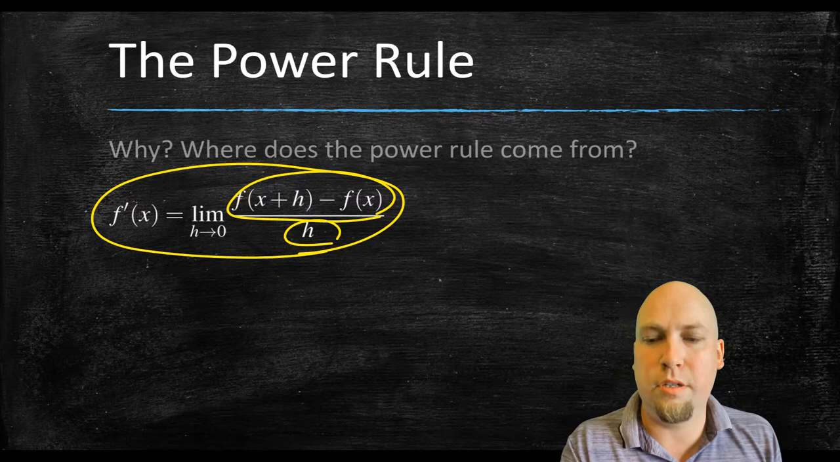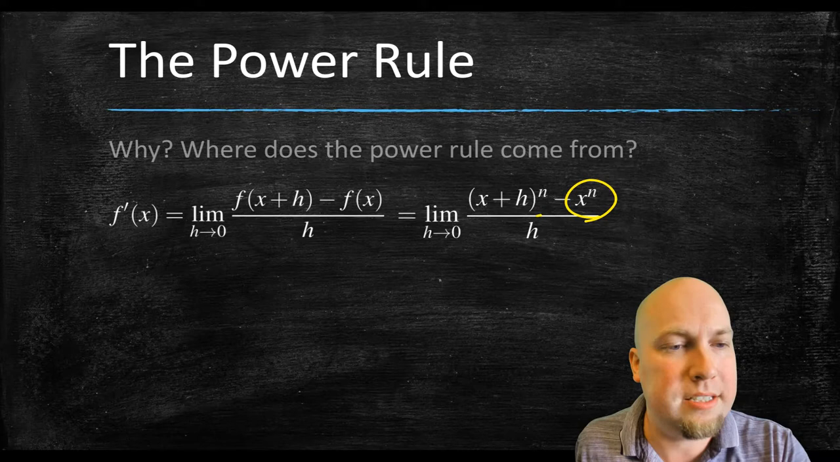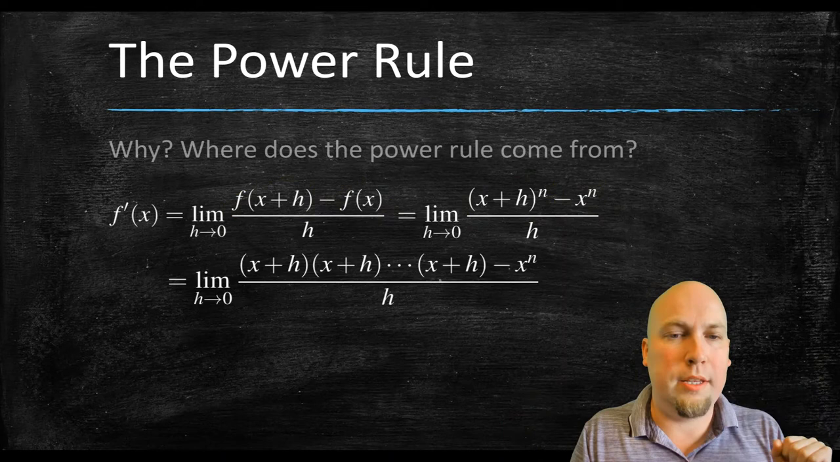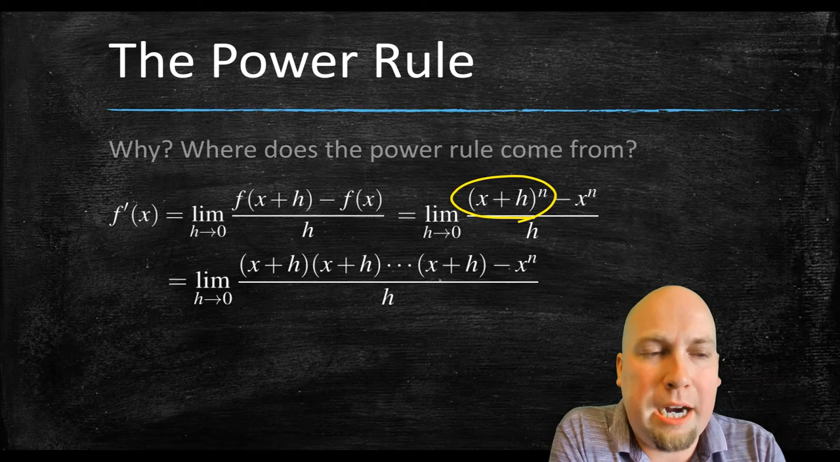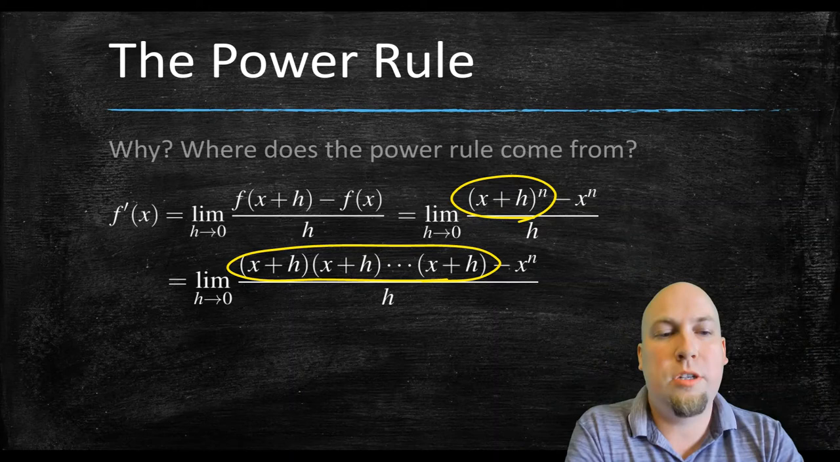Now I'm going to use the fact that I've got a very specific type of function here. I'm not talking about any function f. I'm talking about the function that raises x to the power n. So all I've done here is, here I've got an f of something, that means something to the power n. And here I've got f of something, that means something to the power n. I just plug in what function I'm working with. Now the only tricky part is that here I've got a binomial raised to the power n. What does that mean? That means you take that whole expression x plus h and you multiply it by itself n times. So here I've got x plus h times x plus h and so on, a total of n times. There are n bracketed terms there.